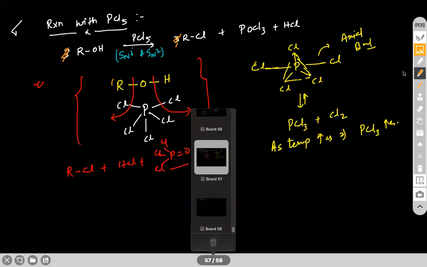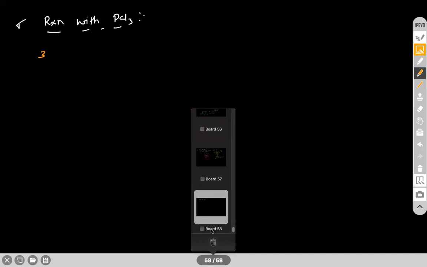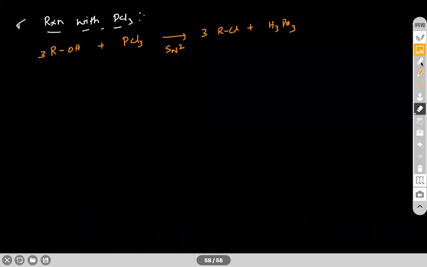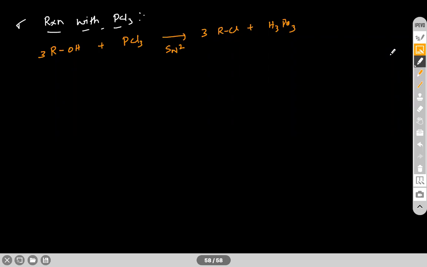3 molecules of ROH plus we have PCl3. The mechanism here is SN2 and we get 3 molecules of RCl plus we'll get H3PO3. This is the reaction we have. Okay, since it is SN2, the configuration will get reversed.